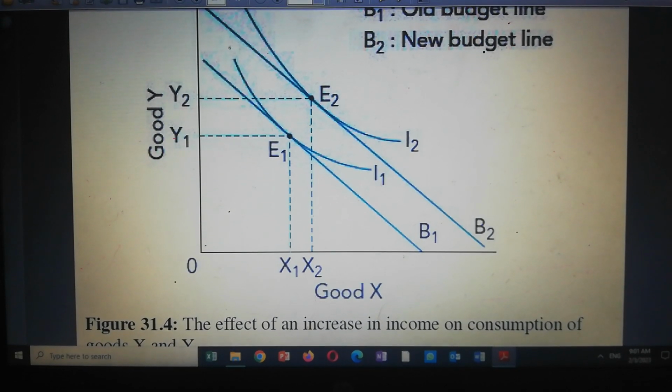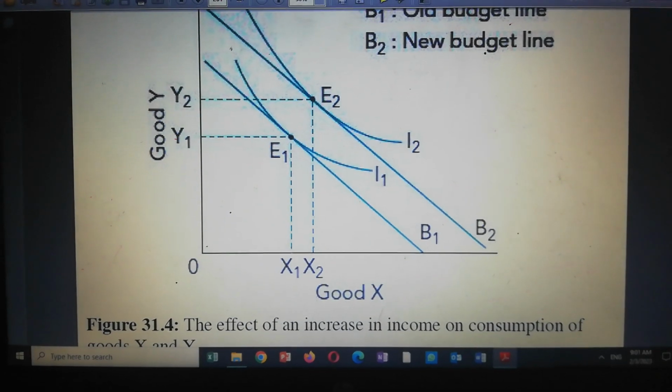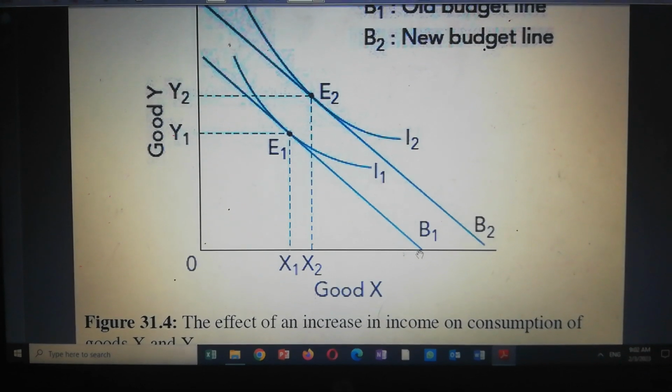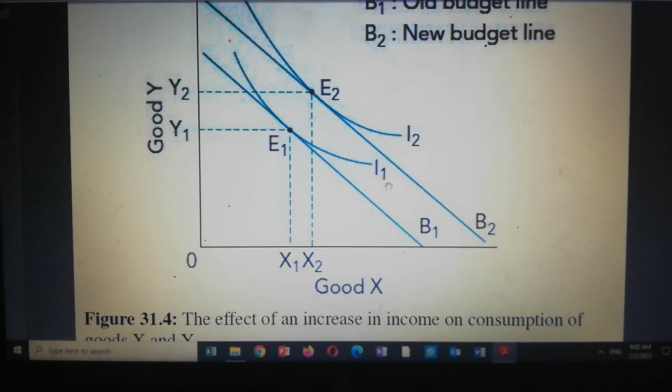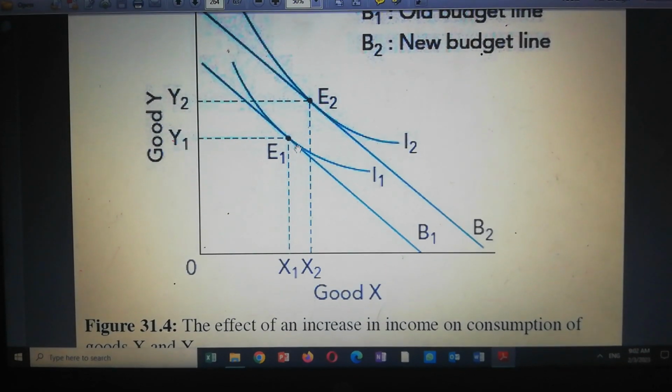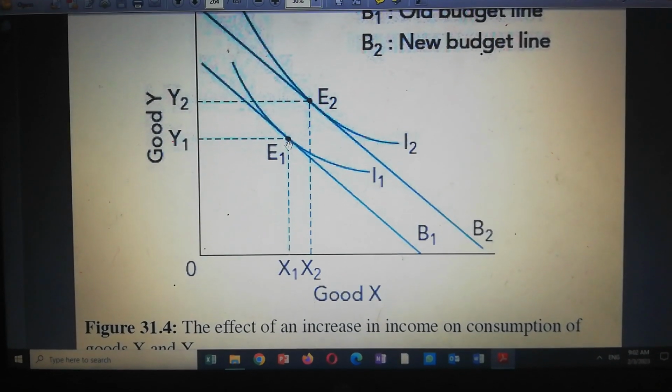Okay, but remember, as the budget line shifts, it shifts together with what we call indifference curves. Because remember, we can draw indifference curves and budget lines together. Like for example, if you're looking at this scenario that we have here, you can see that we have B1 here, budget line 1, and indifference curve 1. This indifference curve here was drawn together with the budget line 1.